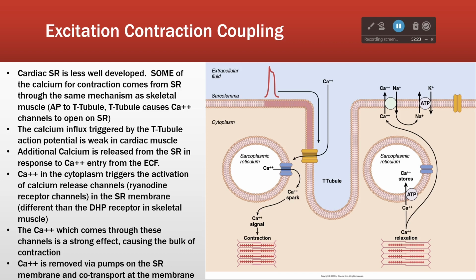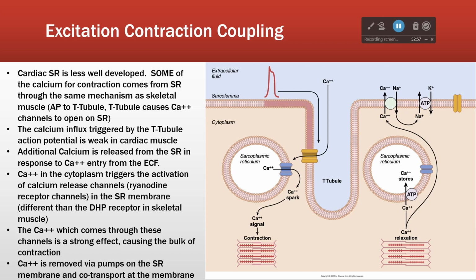So here is our action potential traveling down the cell membrane into the T-tubules. Now here, instead of the DHP receptor, we have a different receptor, a voltage-gated calcium channel. When this action potential reaches here, it causes that calcium channel to open. Calcium comes rushing in, okay? The increase in intracellular calcium concentration then causes additional calcium to be released from the sarcoplasmic reticulum.